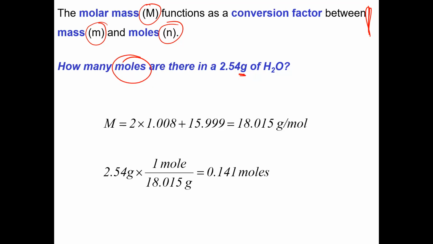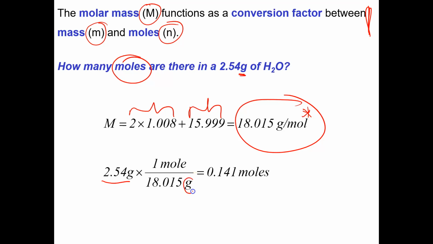So we can go ahead and calculate the molar mass of water. So we've got 2 hydrogen atoms and 1 oxygen atom. So there's our molar mass of water. It's saying that in every 1 mole, there are 18.015 grams. So we're starting with 2.54 grams, and we're going to use this as a conversion factor. So hopefully you can see that we're going to need grams on the bottom line and moles on the top line if we want to cancel out grams and have moles remaining.